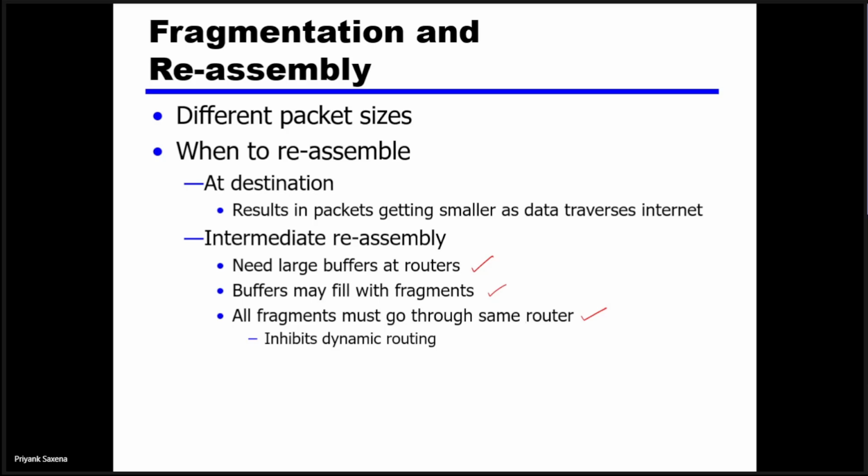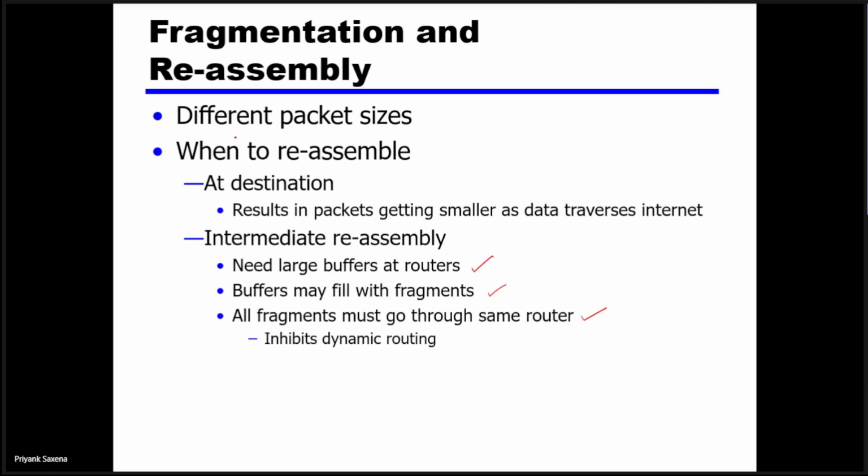We already discussed the pros and cons of fragmentation: if there are more fragments, there will be more overhead, right? But there are advantages also, that the processing delay is minimal at each router for a particular fragment. But if there are too many fragments, there will be issues. And if you have lost one fragment, only a small portion of data needs to be retransmitted. So those are the advantages, and the disadvantage is the maximum overhead, and with more fragments, more processing time is required.